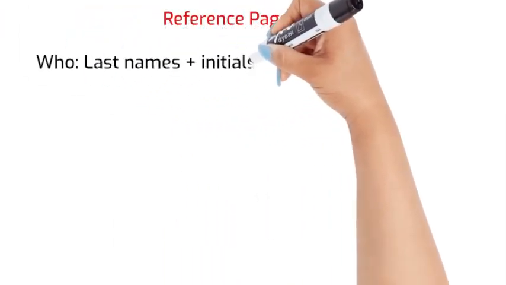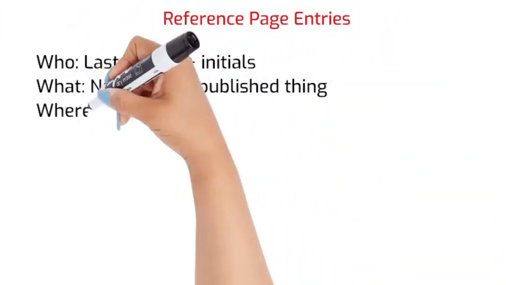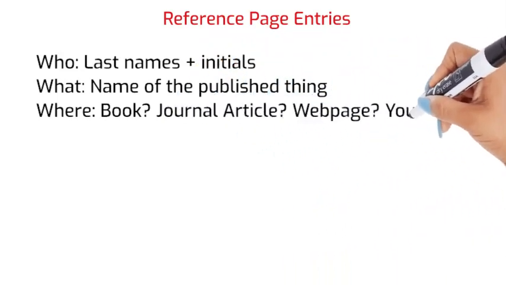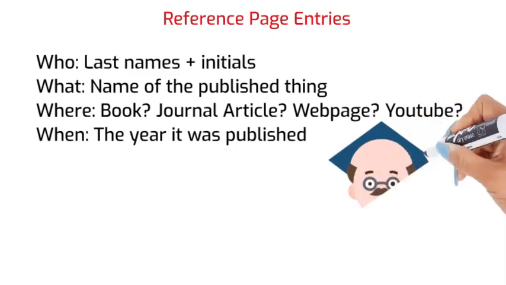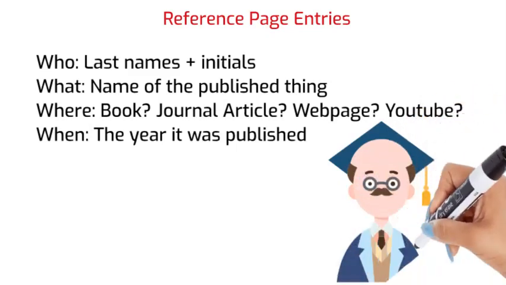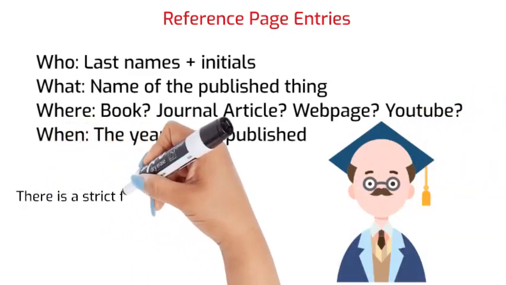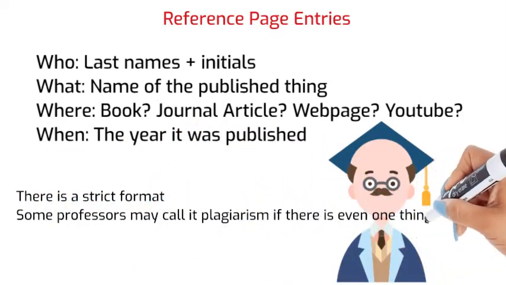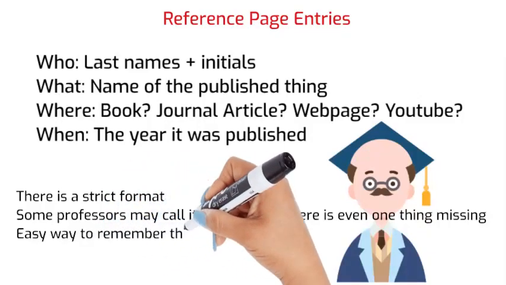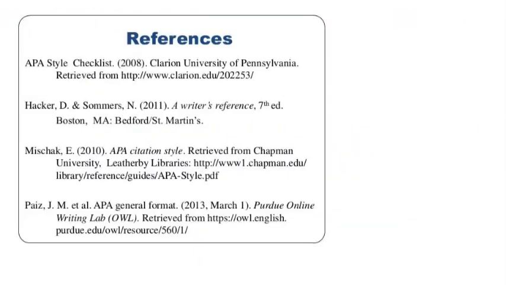The APA-style reference page is very strict in structure. It tells us who, last names and initials, what the name of the published thing we used was, is it a book, an article, a web page, and the year it was published. If we miss any of this information, it can be called plagiarism. It depends on how strict your professor is.